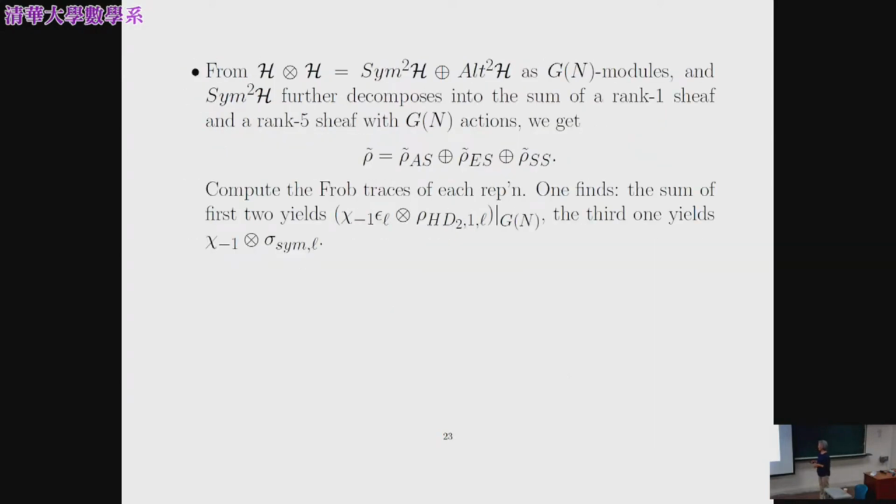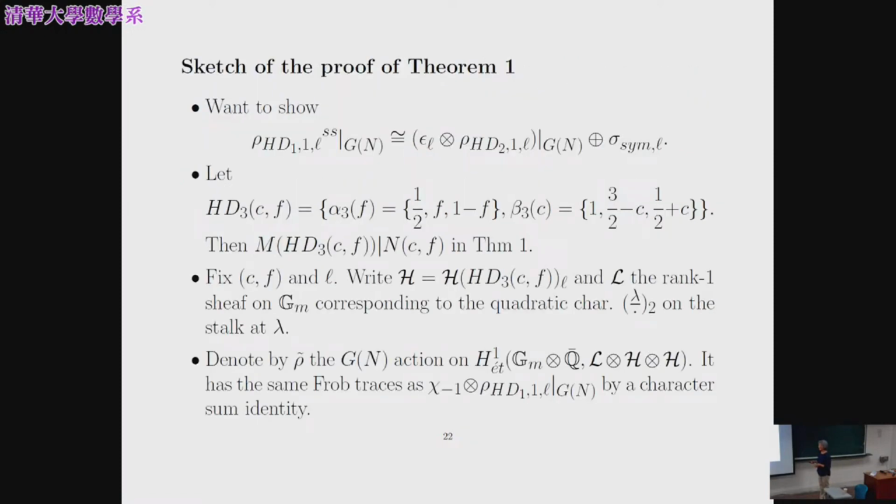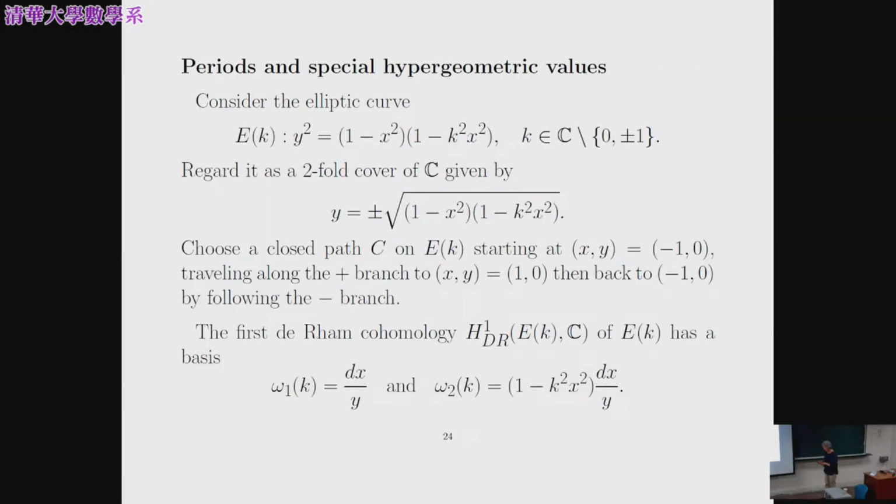So I think I will skip the sketch of the proof, but go to the next connection. I think it's more interesting. It's a connection between periods and special hypergeometric values.